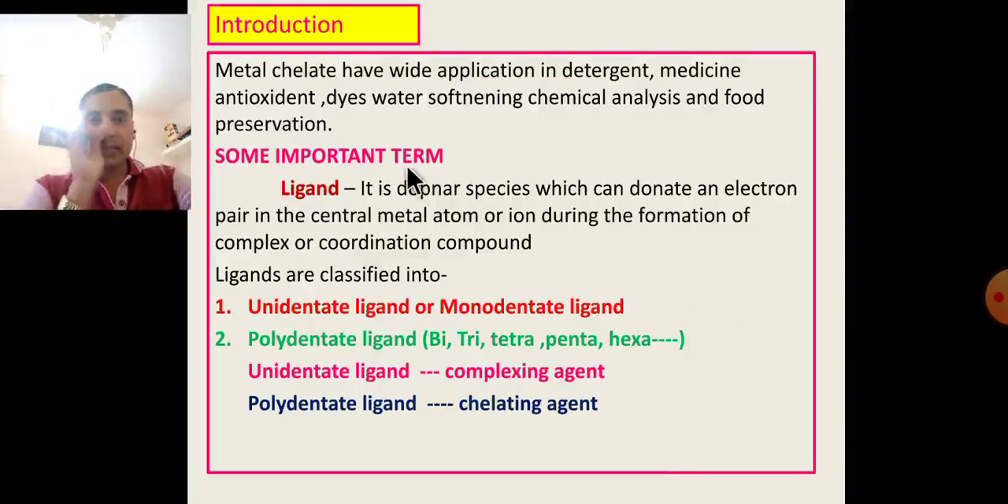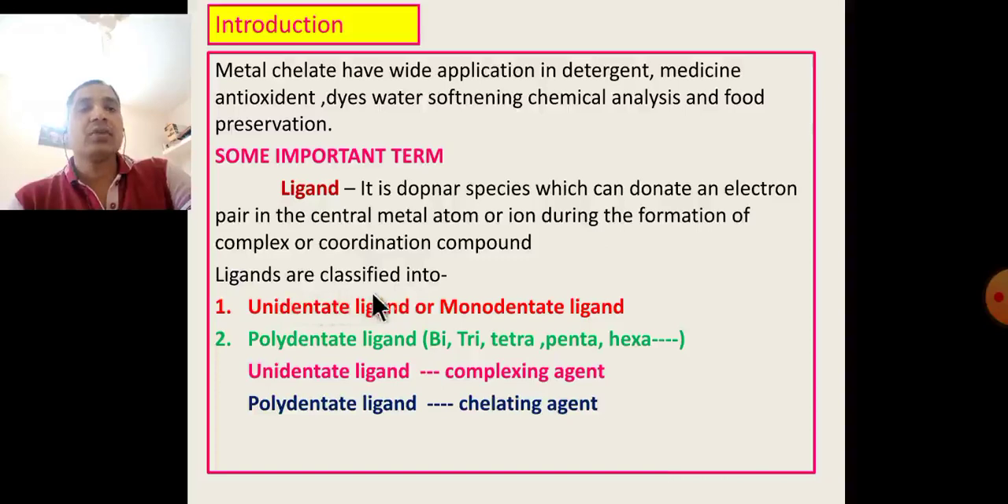Introduction of this topic. Metal chelates have wide application in detergent, medicine, antioxidant, dye, water softening, chemical analysis and food preservation. They are used in various industries. Some important terms in chelation: ligand. First, it is a donor species which can donate an electron pair to the central metal atom or ion during the formation of a complex or coordination compound.